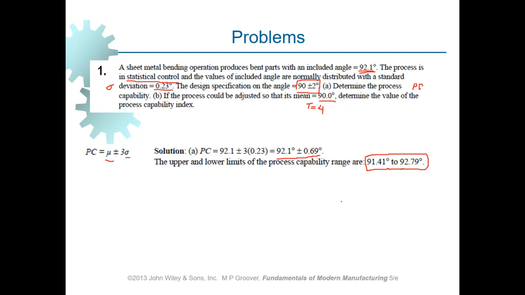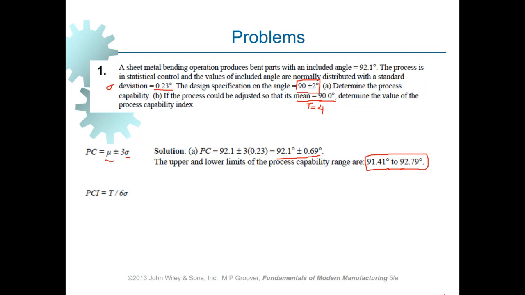Okay, in part B of the problem, what we are asked to do is, let me get rid of what we don't need anymore. In this part of the problem, we've got to consider if the process mean is equal to 90 degrees and tolerance is still 4 degrees, then what would be the value of PCI, process capability index?